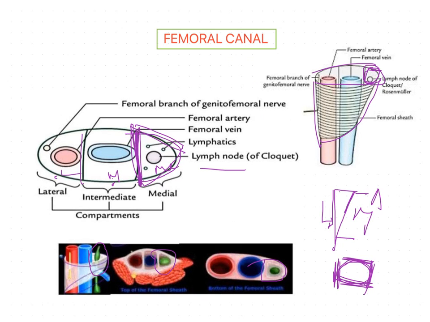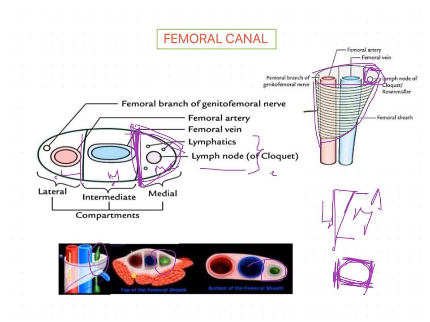So what are the contents? It mainly contains lymphatics or the lymph node of Cloquet, also called Rosenmuller, along with a small amount of areolar tissue. This lymph node, as I have already mentioned, drains the glans penis in males and the clitoris in females. So this is about the femoral canal.